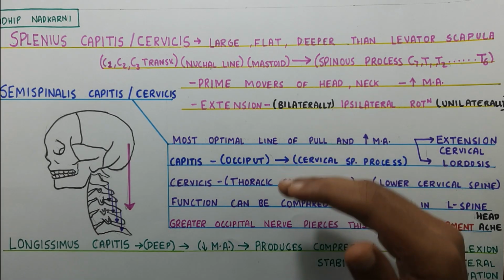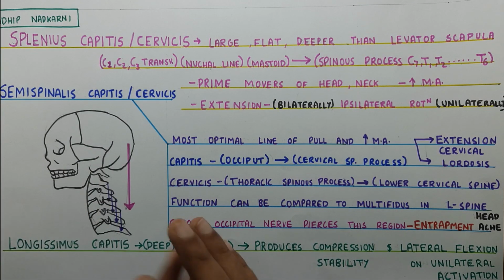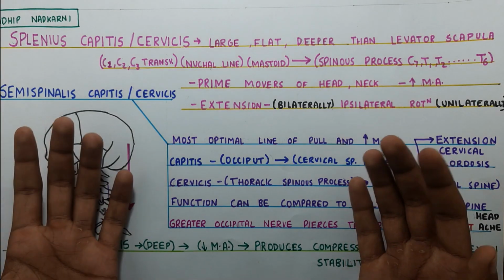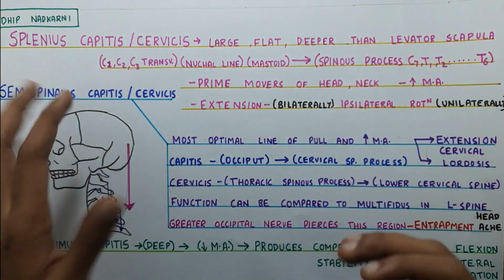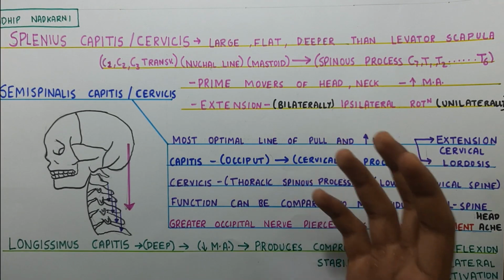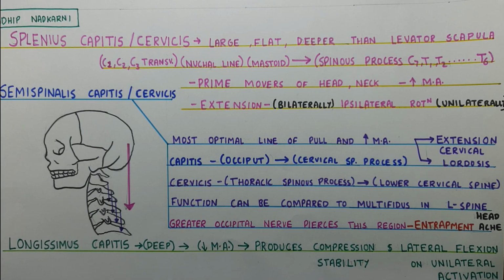Whereas if we go a little bit higher, the semispinalis capitis and cervicis is placed in optimal position where it has function of both movement as well as stability. And as we go even higher, splenius capitis, it is more of a prime mover of head and neck because of its larger moment arm, right? So with that, we finish off this topic.